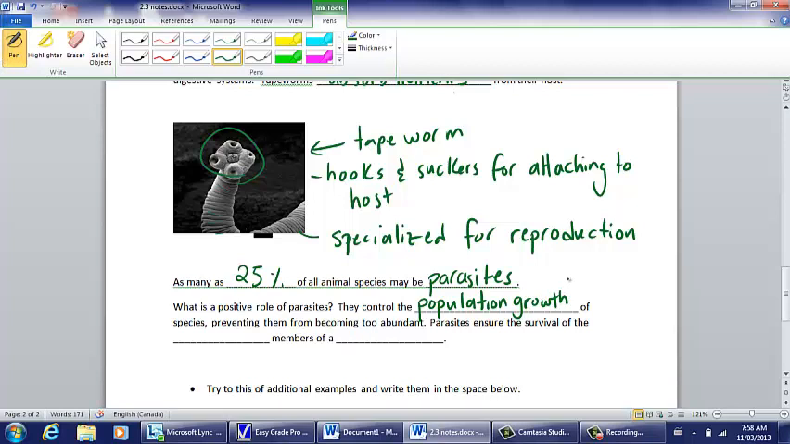Parasites typically harm their host but don't kill them. It's no benefit to them if they kill them. They want to be able to absorb nutrients from that host or live on and feed on that host as long as possible. So typically they don't kill them. But if they're going to be feeding on a weak member or someone that's already ill, then they might kill them. So parasites ensure the survival of the strongest members of a population. The strongest members aren't going to get killed, but the weak ones will be picked off.